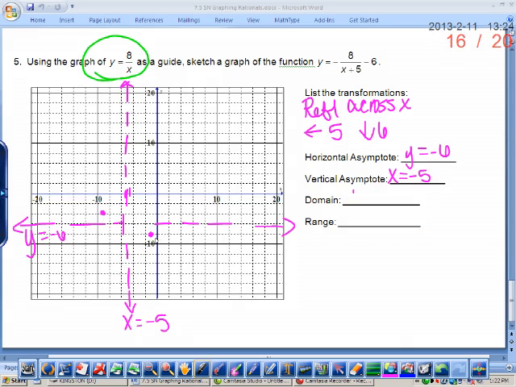Once you have your points, you can use your asymptotes as guides and draw them in. Questions about how I got that? Okay, what's your domain? -infinity to -5, union -5 to infinity. And our range is -infinity. Don't put up your work yet. It's -infinity to -6, union -6 to infinity.